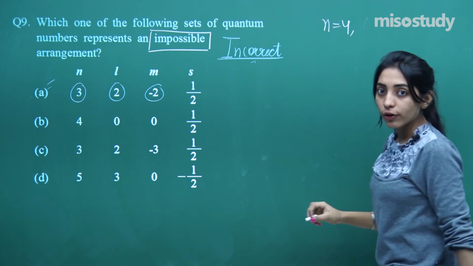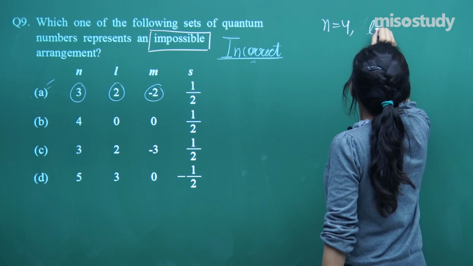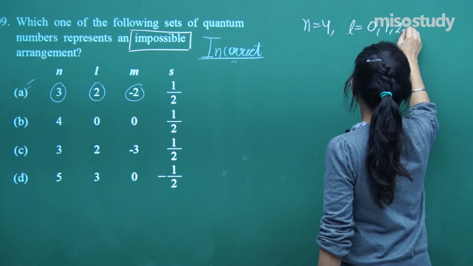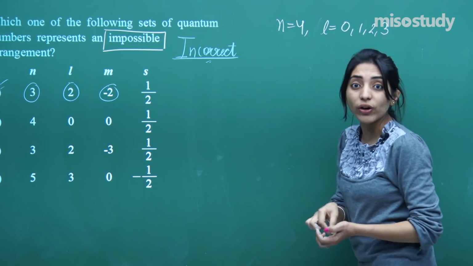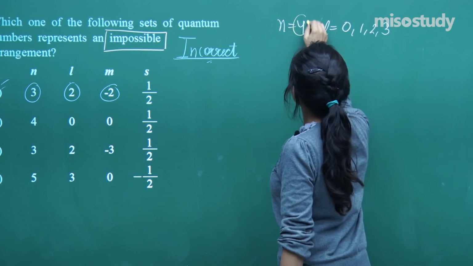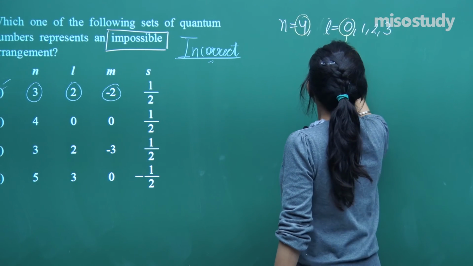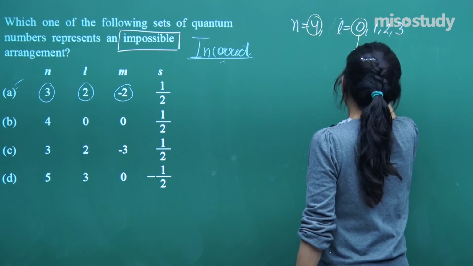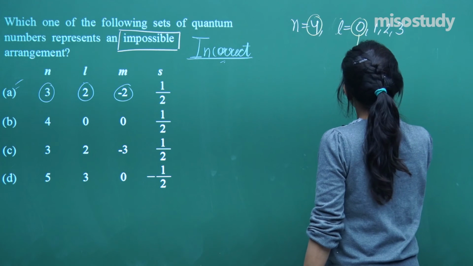Next is n is equal to 4. So see, n is equal to 4. Can you say L is 0, 1, 2, 3? Now don't do randomly. He is saying n 4, L 0, m 0 and further s is equal to plus half.